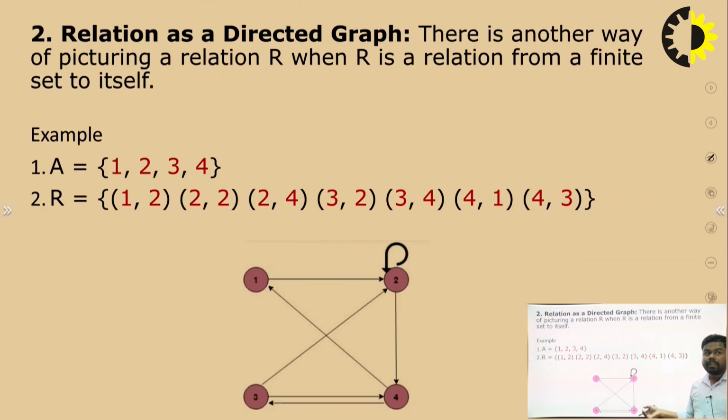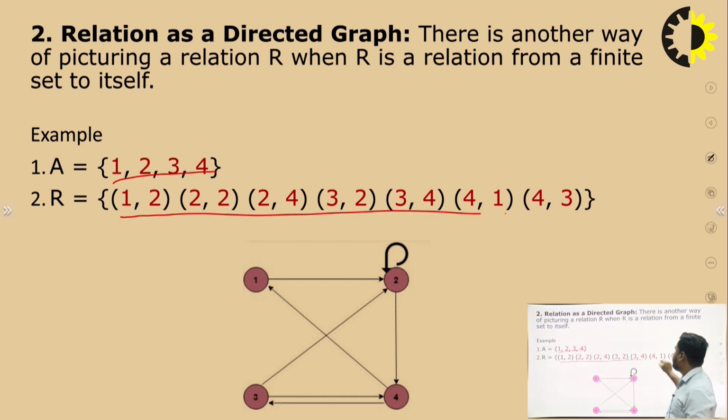Now the second topic is relation as a directed graph. This is another way to represent our relation. Here the set is given as 1, 2, 3, 4 and the relation is 1 2, 2 2, 2 4, 3 2, 3 4, 4 1 and 4 3. So we mark 1, 2, 3, 4 as points, placing them in any corners. Now, how do we make the directed graph?